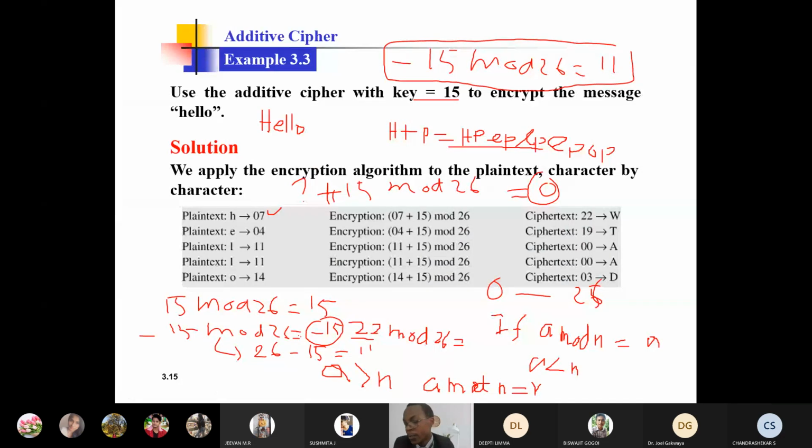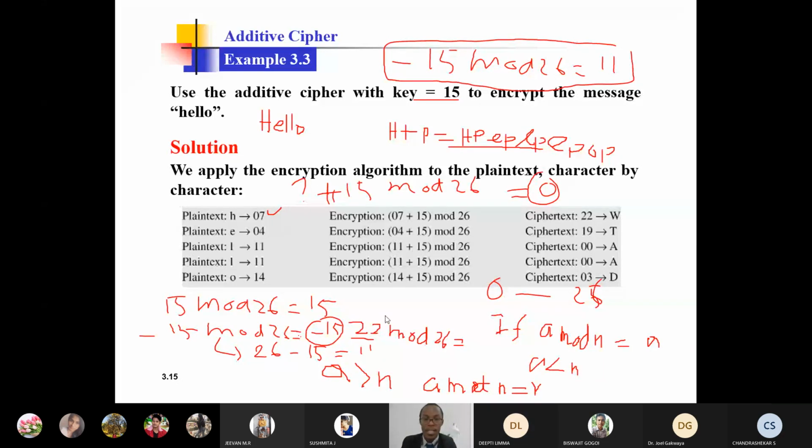Are you able to hear my voice? Am I audible to you all? Is my voice audible? Yes, can you hear me? Chandrasekhar, next. Yes, sir. Okay, good, good.